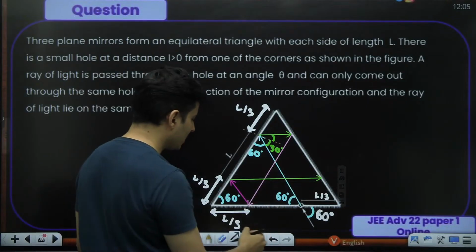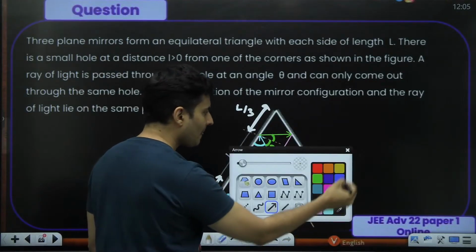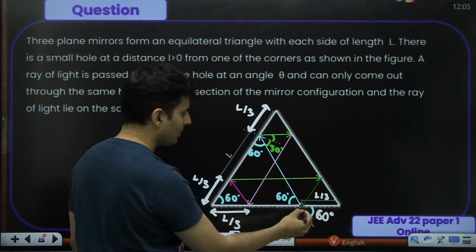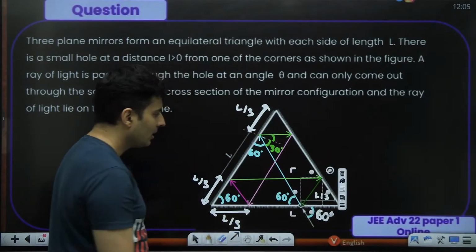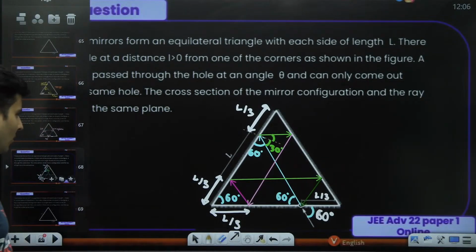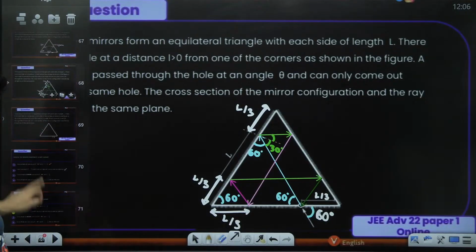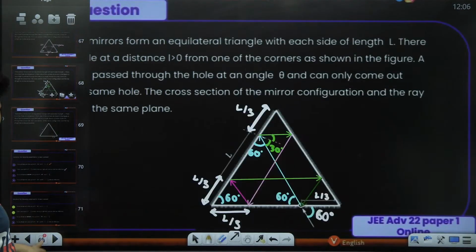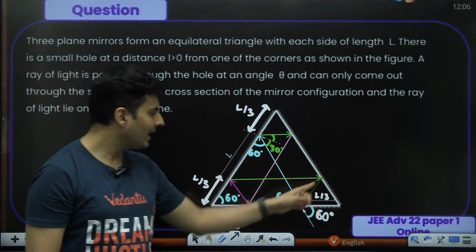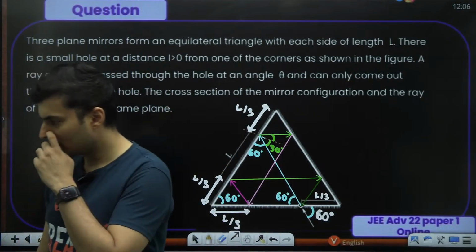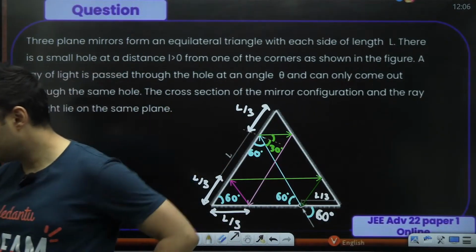And after reflection over here, it will rebound here. Is that right? Yep. It will rebound over here. And I think that was given something over here. The ray of light will never come out for theta is equal to 60 and L is equal to L by 3. So it is going like this and eventually it is reaching over here. Just check this out. Interesting.